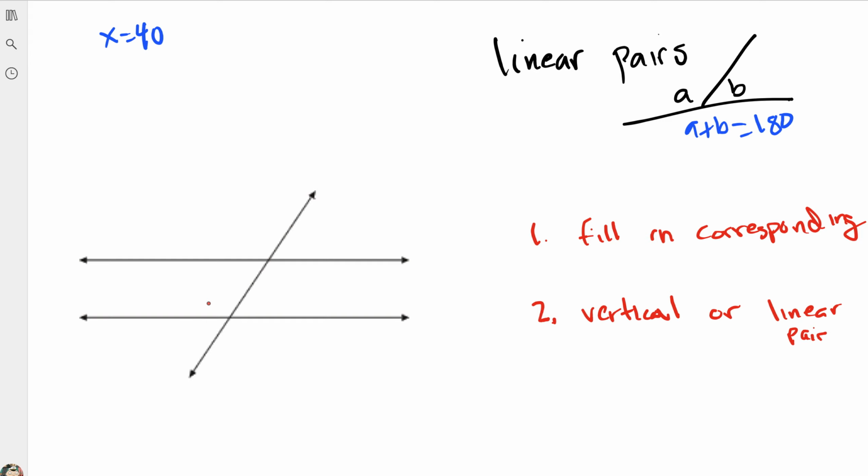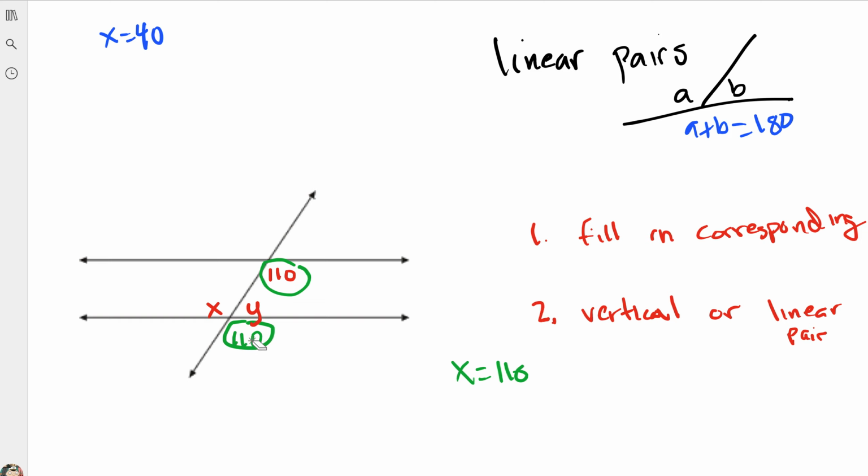So let's say I wanted to find these two angles. If I could take the one I know, 110, and fill in the corresponding would be here, then I know it's 110. Now I can easily see if I flip it over to the vertical angle, then x equals 110. I can add another letter. I can add a y.